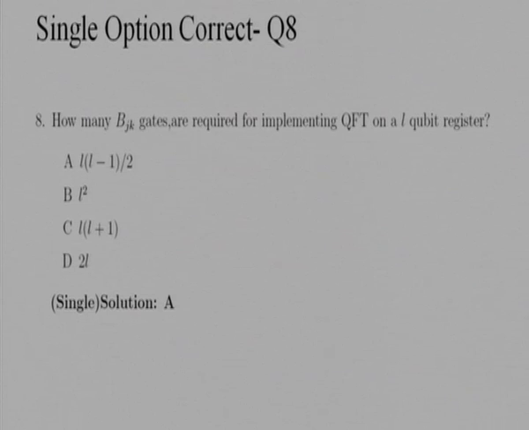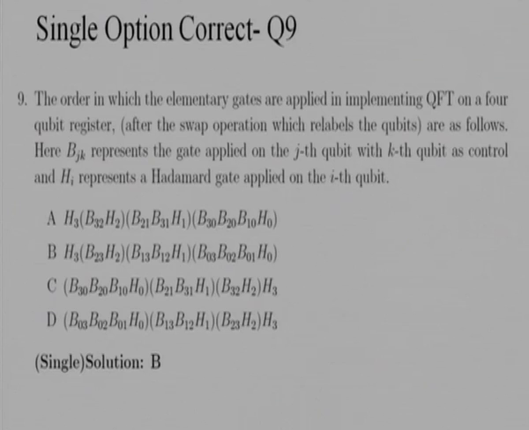Now let's look at question 8. Question 8 asks, how many BJK gates are required for implementing the quantum Fourier transform of an L qubit register? Before solving this question, it would be beneficial if we look at the next question, because while solving for a 3 qubit register, which is what the next question asks us to do, we can recognize a pattern in the number of BJK gates that are required for an N qubit quantum Fourier transform. So let's look at question 9 first.